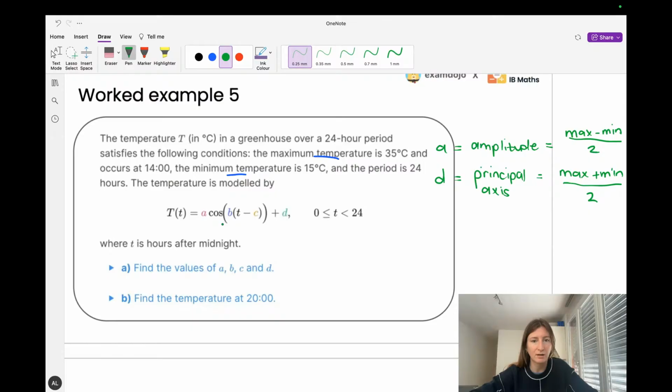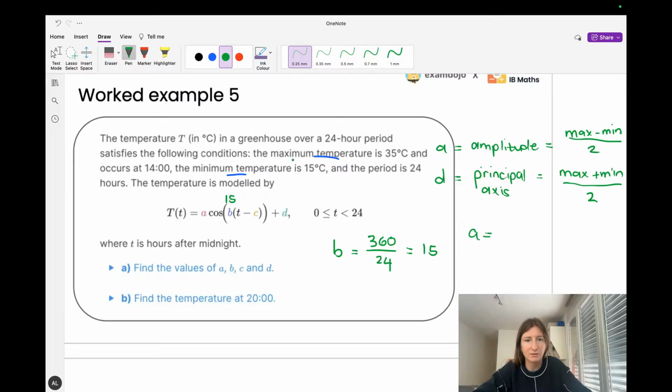B, we already can know because there's a 24-hour period. So to find B, we take, are we working in degrees? Yes. 360 divided by 24. And we get our B, which was 15. So there we go. We have our B already. I'm going to write that on top. B is 15.